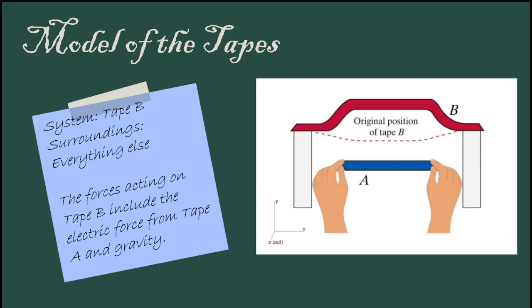Here is a model of the tapes when tape B is lifted by force exerted by tape A. The system is tape B, and the surroundings are everything else. The forces acting on tape B include the electric force from tape A and gravity.